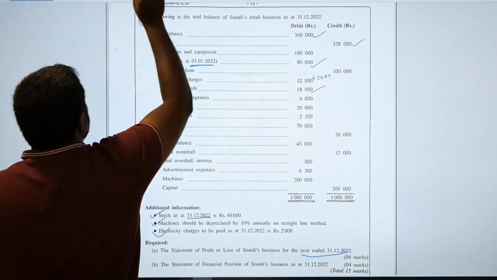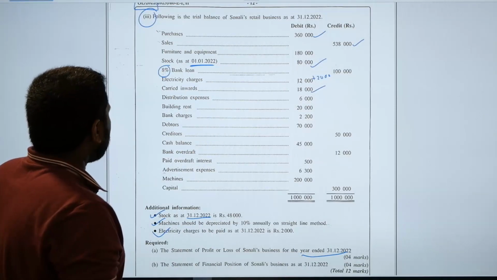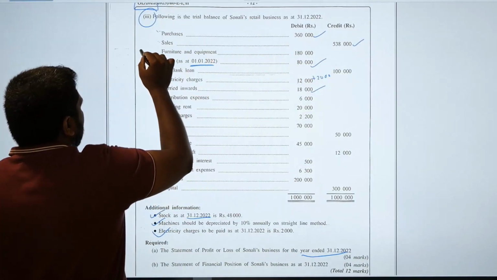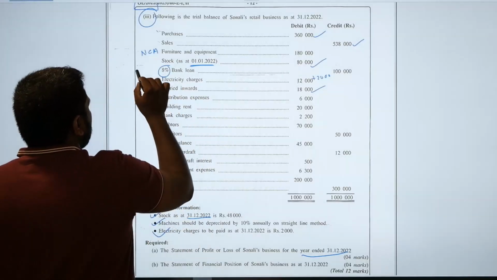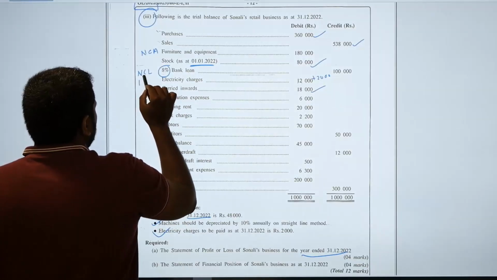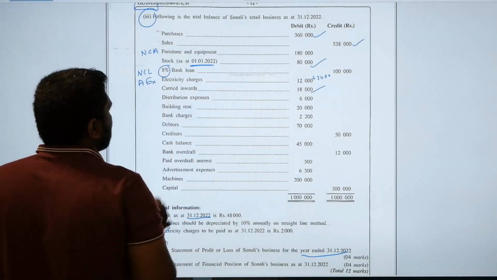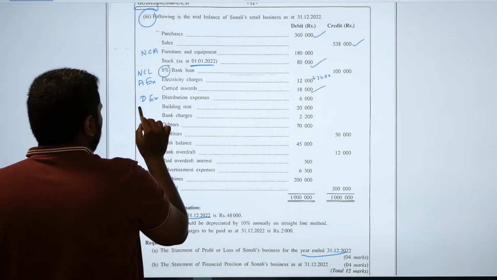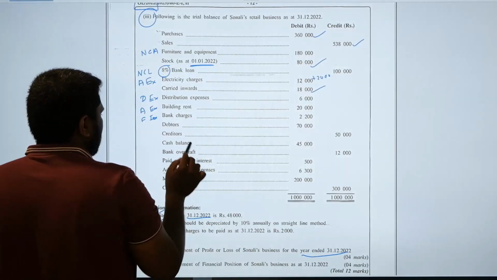So I would like to write the category of each and every item which is there in the trial balance. So we are done with this one. Furnitures and equipment, it is a non-current asset. Stock we took. Bank loan, it is a non-current liability. Electricity charges, it is admin expense. Carriage inwards we took. This is distribution expense. Building rent is an admin expense. Bank charges is a financial expense.